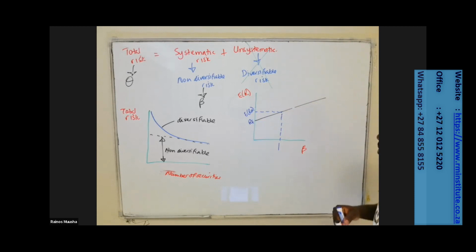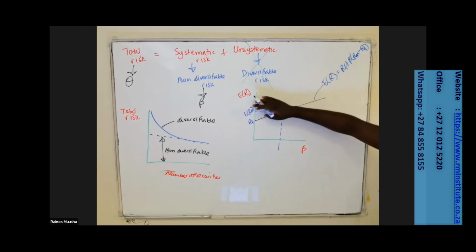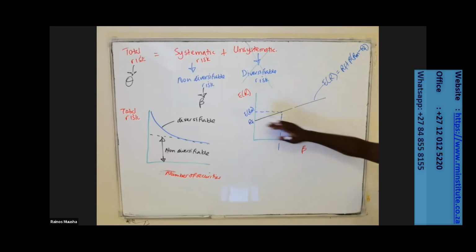Then if you invest in the asset, that's when you're going to be able to get the asset return. And how do you determine the asset return? The expected return of this asset is given as the risk-free rate of return plus beta multiplied by the market return minus the risk-free rate of return. So this is how you're now going to be able to plot this information.